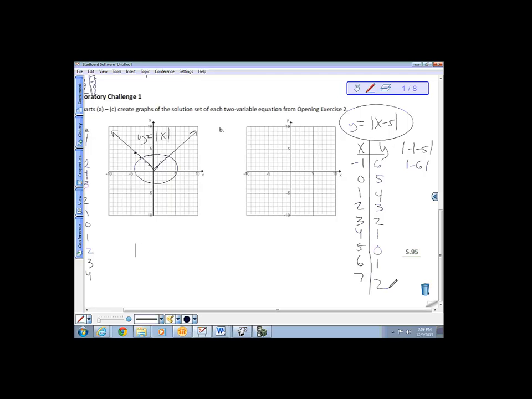-1, 1, 2, 3, 4, 5, 6. Okay, 0, 5; 1, 4; 2, 3; 3, 2; 4, 1; 5, 0; 6, 1; 7, 2; 8, 3; 9, 4; 10, 5, etc. And there is this absolute value, which of course is y equals absolute value of x minus 5. All right. There's that.